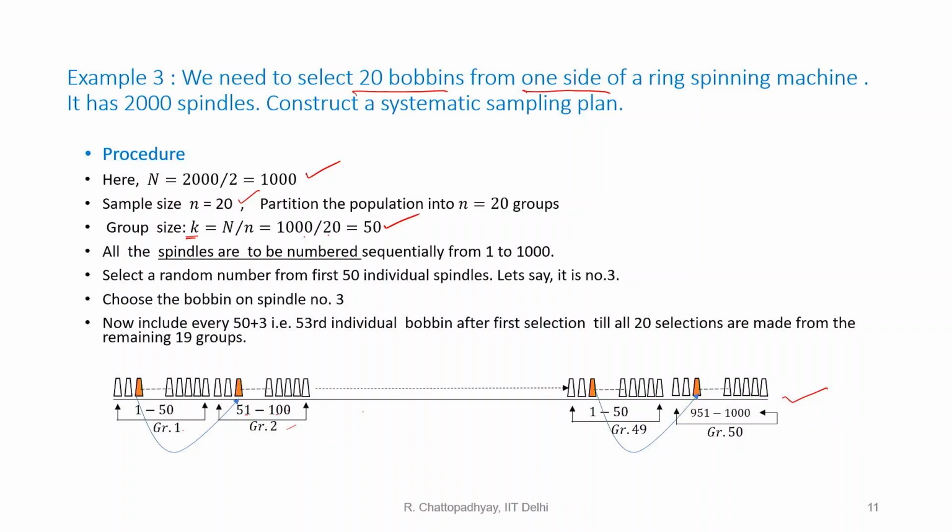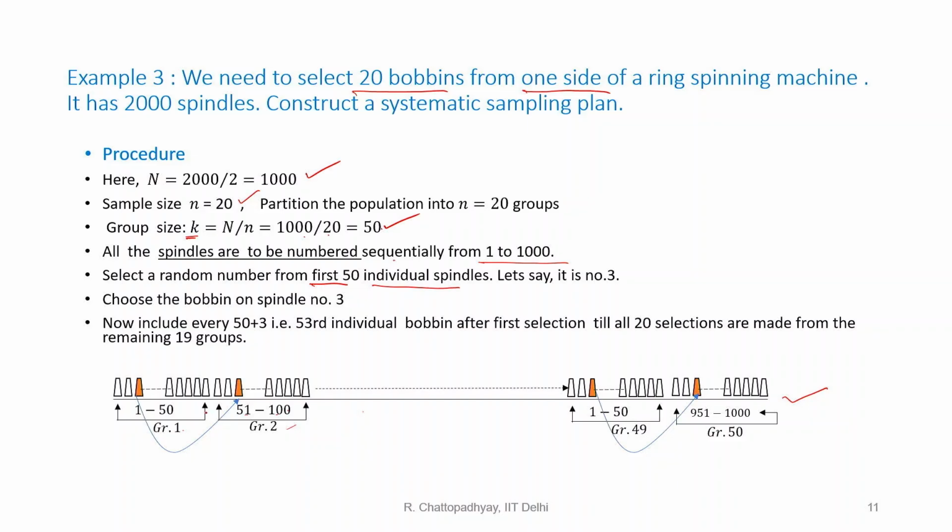What do we do? Select. Since we have to divide it into groups, all spindles will be numbered sequentially from 1 to 1000. This we have to do in advance. The spindles, starting from the left hand side to the right hand end, all have to be numbered from 1 to 1000. Then select a random number from the first 50 individual spindles.